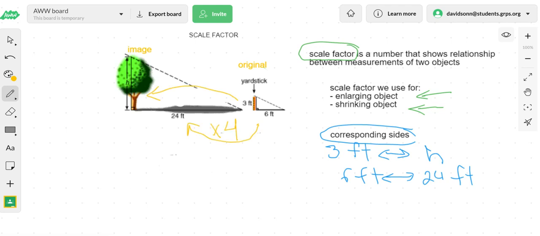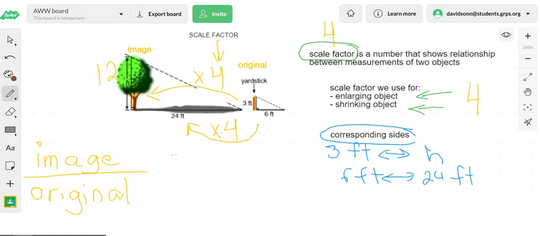So what I'm saying is that the measurements of the yardstick I need to multiply 4 times in order to get the measurements of the tree. If 6 times 4 is the measurement of the shadow, then 3 times 4 is 12, which has to be the height of the tree.